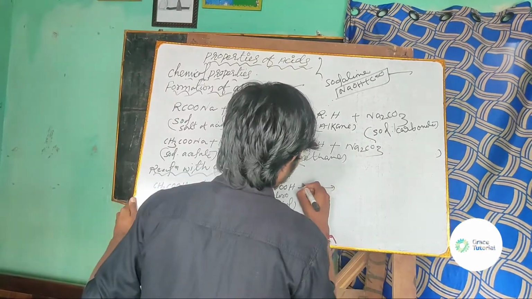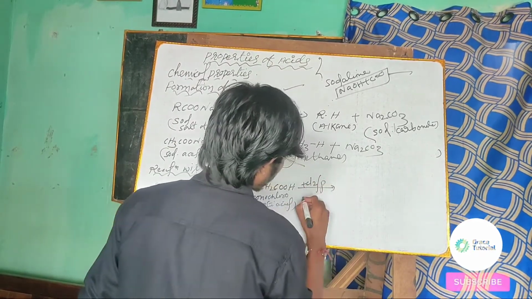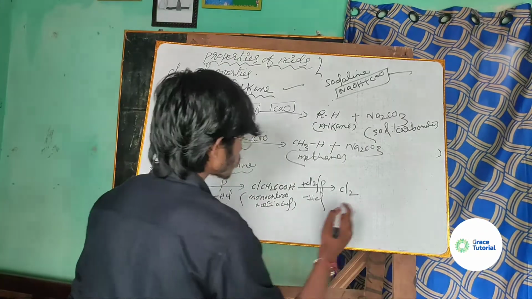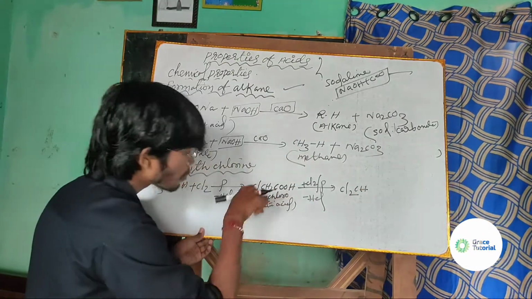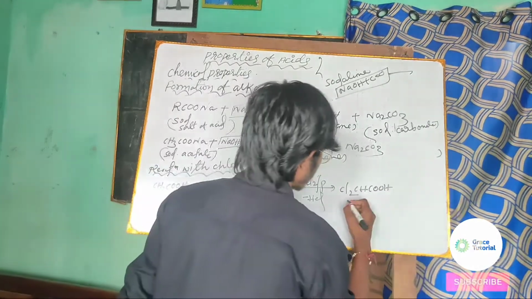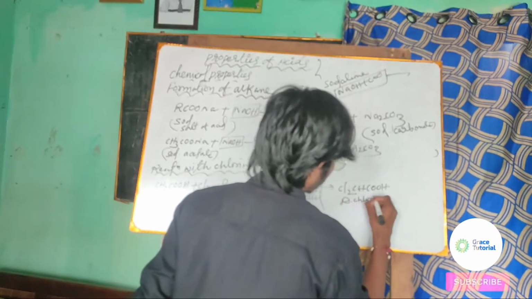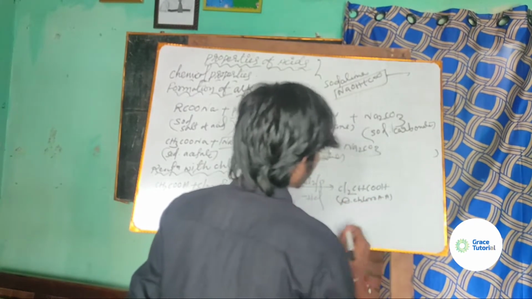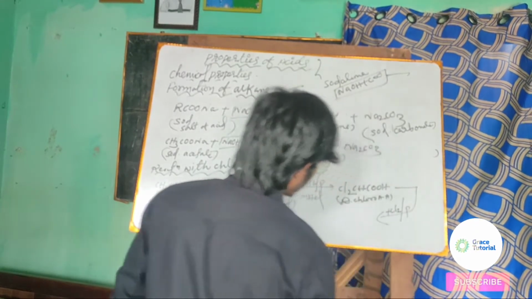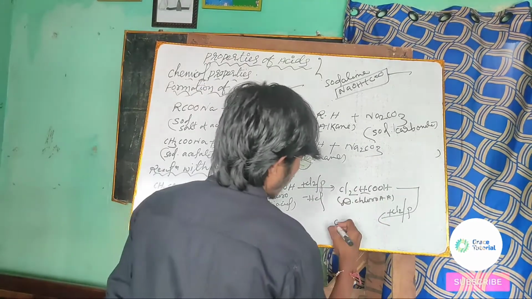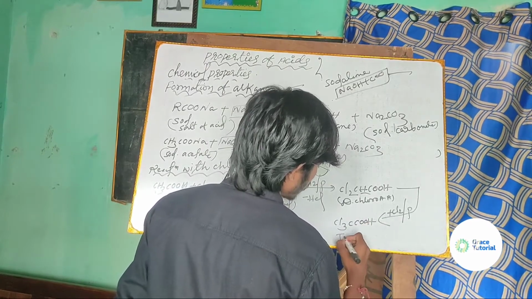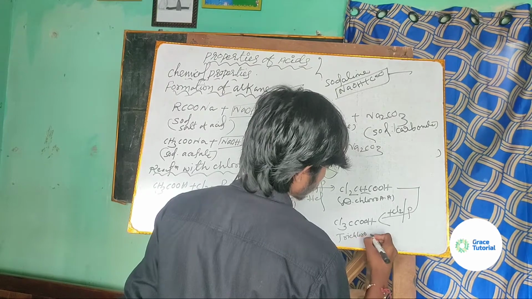If it is again treated with chlorine in the presence of phosphorus, then again HCl is removed, and now it becomes dichloro. One more hydrogen is removed, giving Cl2CHCOOH. So what is the name of this compound? Dichloroacetic acid. If that dichloro again reacts with chlorine in the presence of phosphorus, then one more hydrogen is removed, and it gives CCl3COOH. This is trichloroacetic acid.